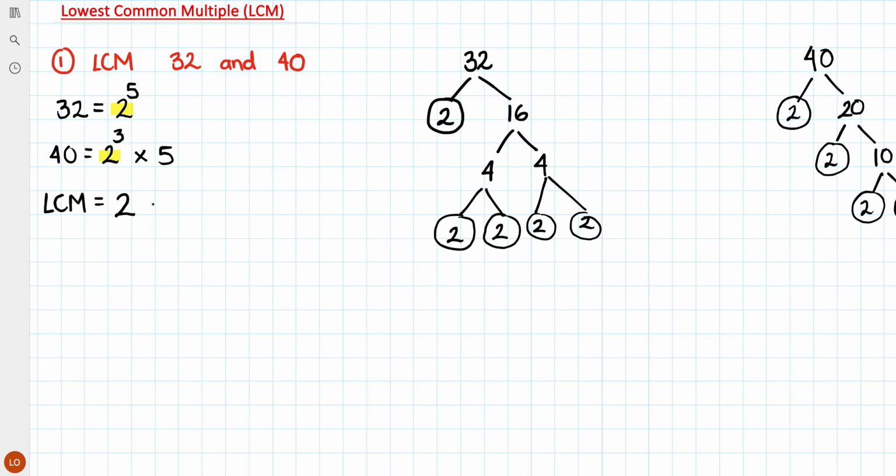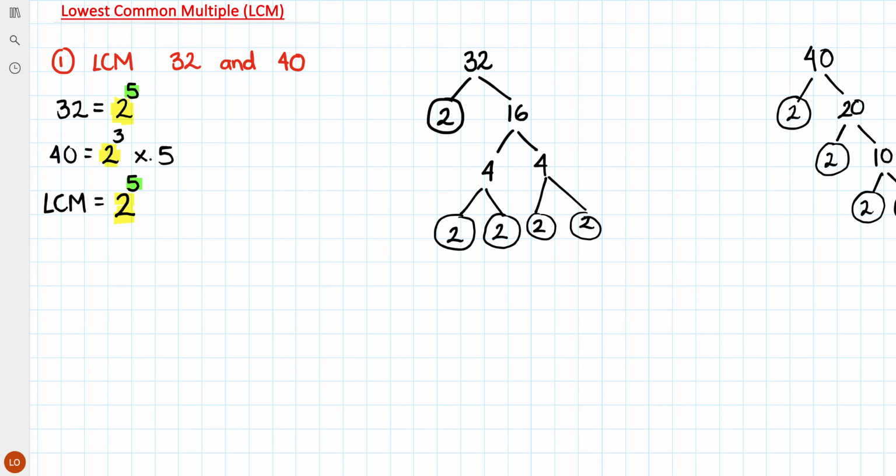I'm going to explain first how to do it, and then I'm going to explain why this works. With the ones that are common, you're going to select the highest of both indices. This one is cubed, and this one is to the power of 5. Which one is highest? Hopefully you're saying it's 5. So you have to write 5 here. This 5 is that green one, and this 2 is that yellow one. So 2 is common to both.